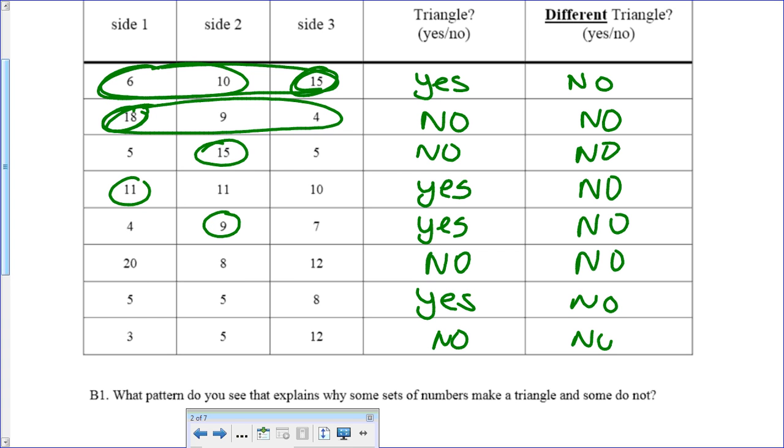Start to see the pattern? What about 20? 20 was our biggest side. Is 8 plus 12 bigger than 20? No, it equals 20, right? So as long as it's not bigger, it's a no. All right? Okay, 8 was our longest side. 5 and 5 is bigger than that. So you see the pattern there?